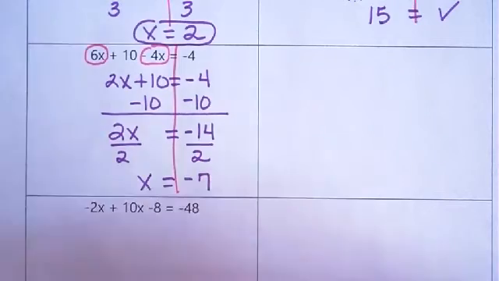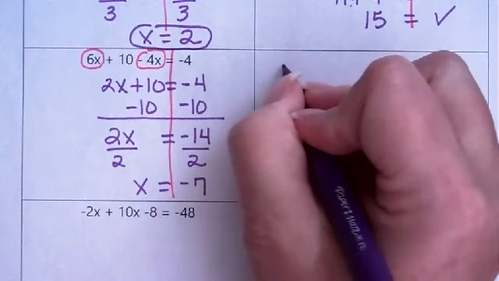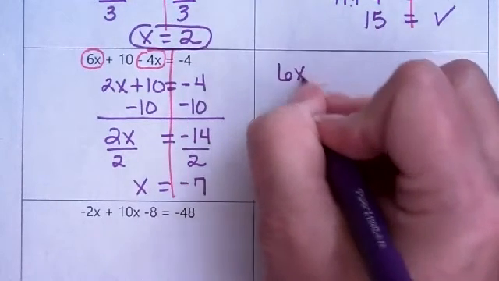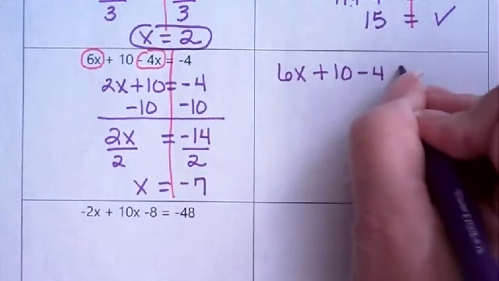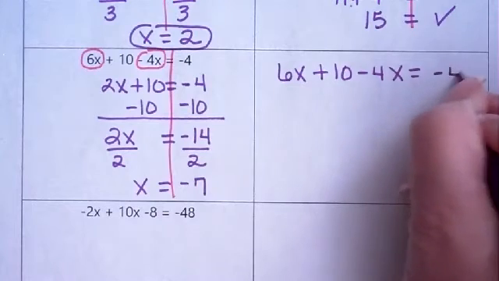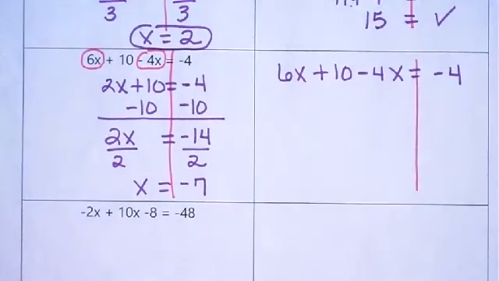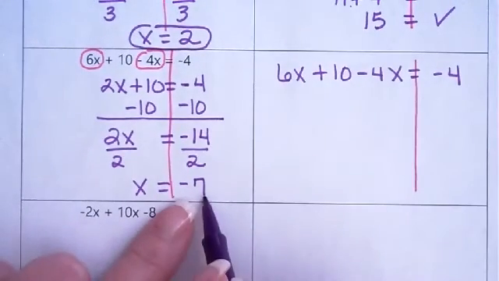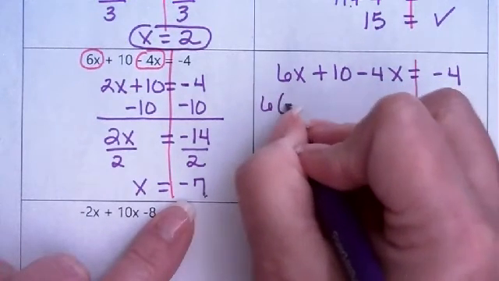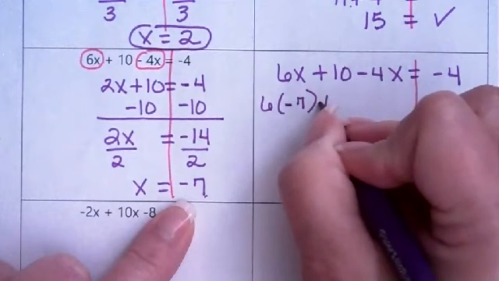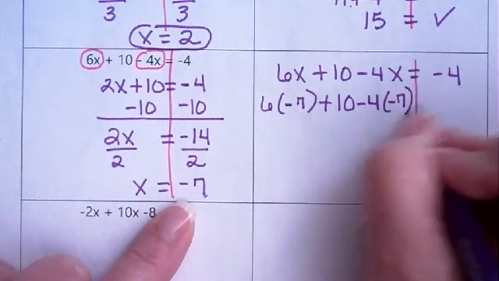Okay? Now, I need to check my answer. So I'm going to come over here. Y'all know this habit already. Write your problem down. 6x plus 10 minus 4x, and that's going to equal negative 4. And we're going to set it up by putting our river in. Now, second step is to substitute the negative 7. So I've got 6 times negative 7 plus 10 minus 4 times negative 7.